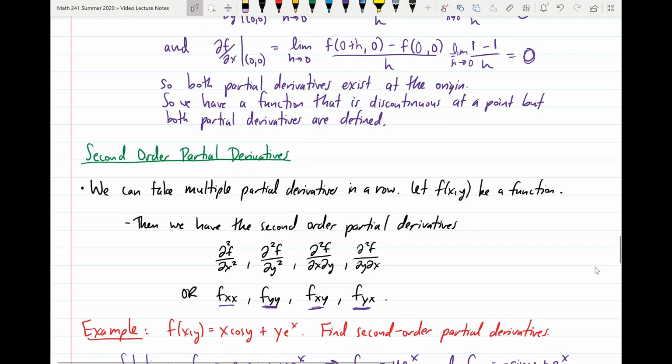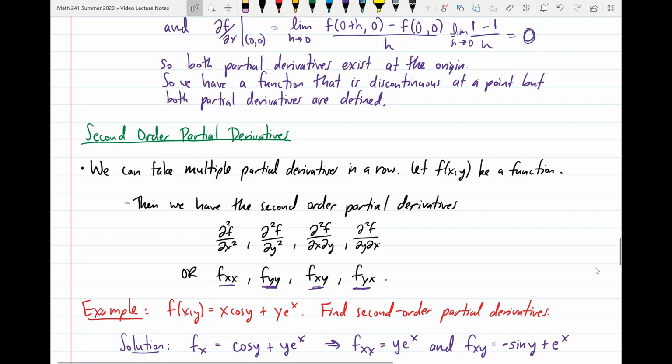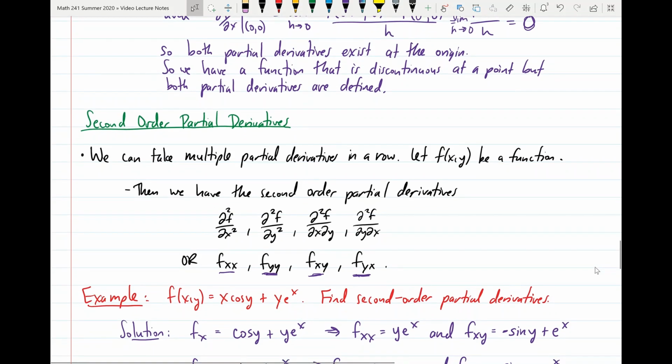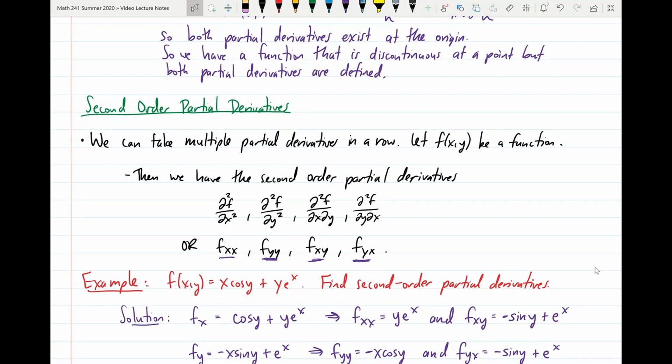Now remember from Calc 1, right after we defined the idea of the derivative, we talked about higher order derivatives, where we take multiple derivatives of a function in a row. And we can do a similar thing here for partial derivatives. So we can take multiple partial derivatives in a row, and these are going to be called higher order partial derivatives. And in this section, we are specifically going to talk about second order partial derivatives.